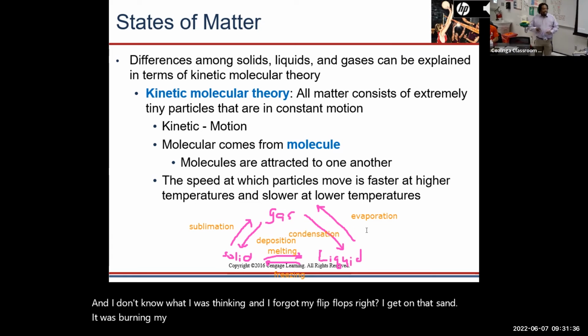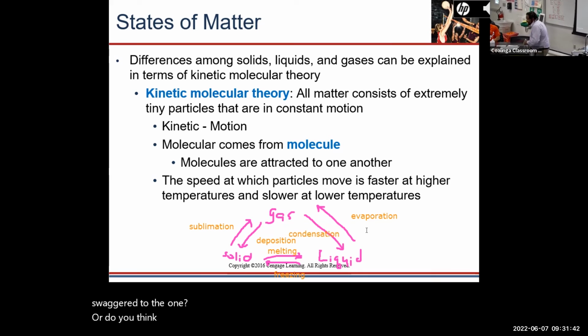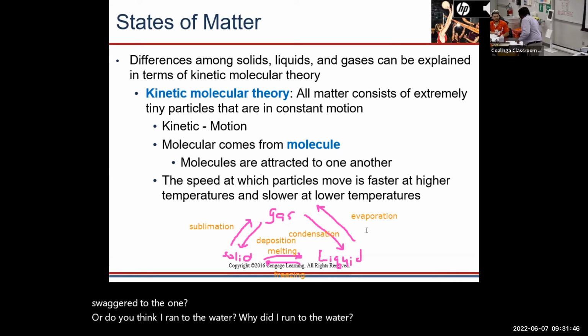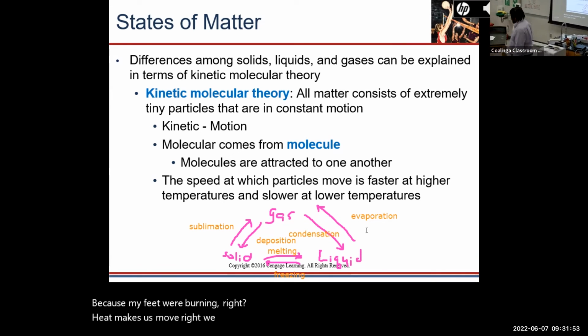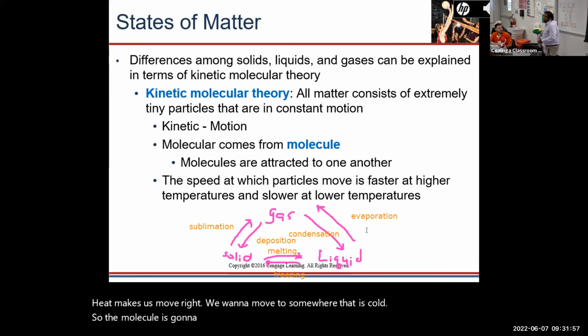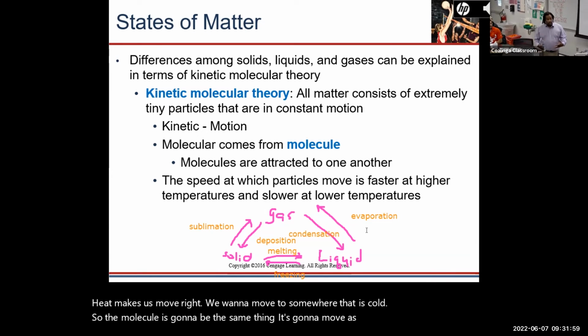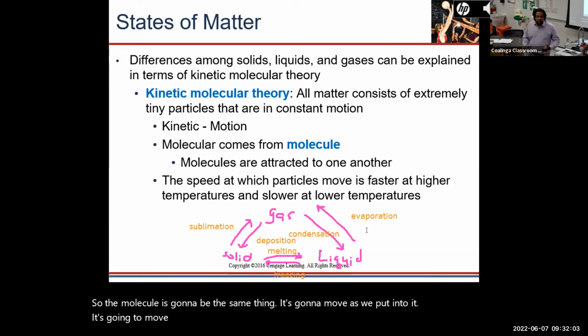So what do you think I did? Did you think I just swaggered to the water? Or do you think I ran to the water? Right? Why did I run to the water? Because my feet were burning, right? So heat makes us move, right? We want to move to somewhere that is cold. So the molecule is going to do the same thing. As we put heat into it, it's going to move faster, right? Gases move faster the more heat we put in. Does that make sense?